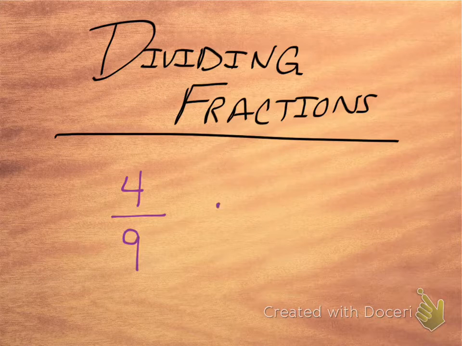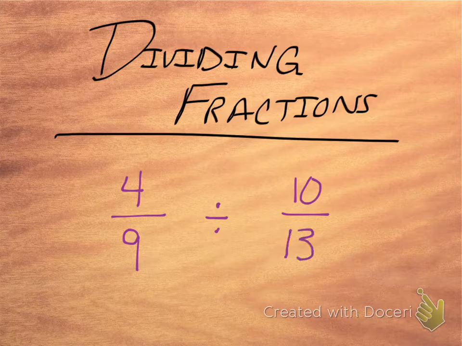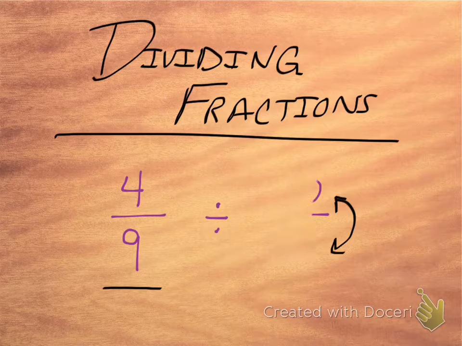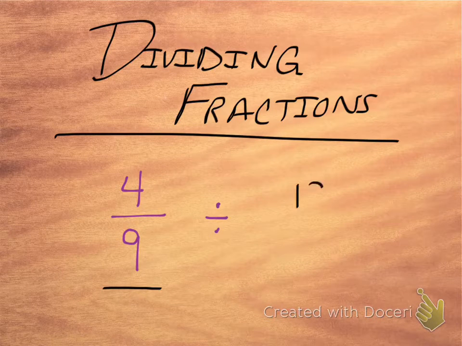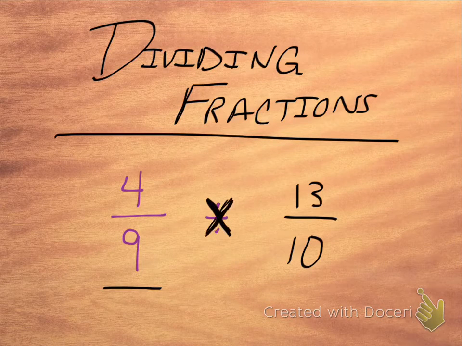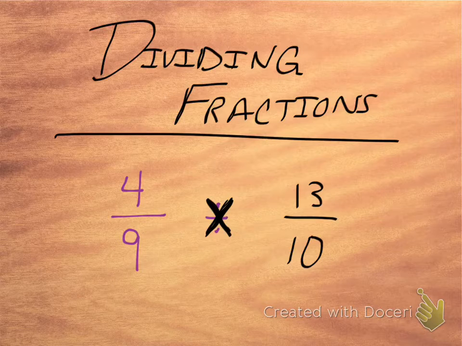4/9 divided by 10/13. Skip the first, flip the second. That turns it into 13/10. And then multiply. Now, if I remember one thing about my multiplication rules from the last video, is that I can actually do this great little tool called cross simplification.